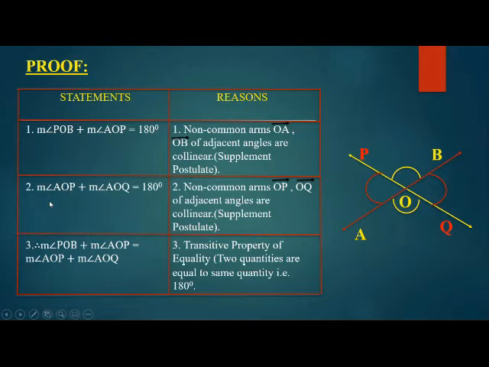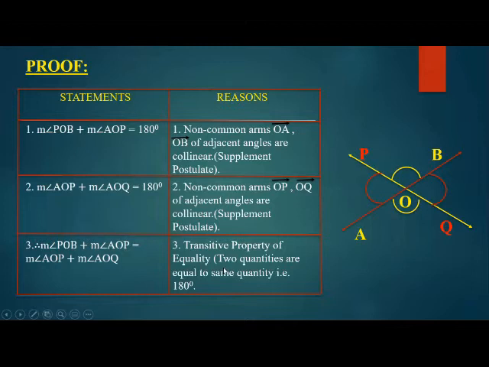Statement number 2 says that angle AOP and the measurement of angle AOQ. This is AOP and AOQ. So they are two angles and they also form a linear pair. So by the same reason, they also equal 180 degrees. So the measurement of angle POB plus the measurement of angle AOP is equal to the measurement of angle AOP plus the measurement of angle AOQ. How do we know? Because of the transitive property of equality.